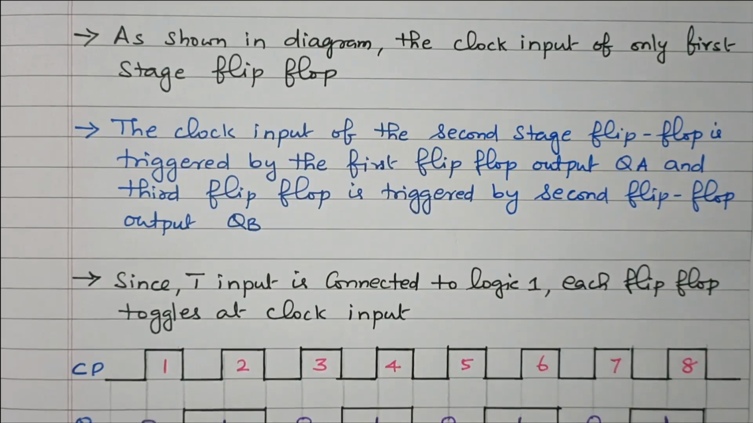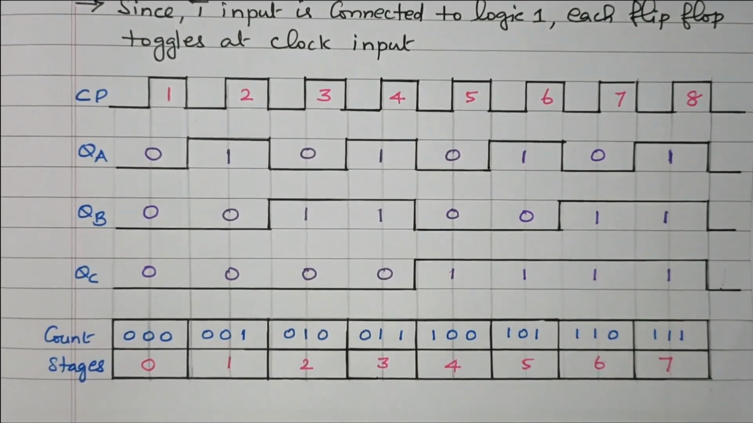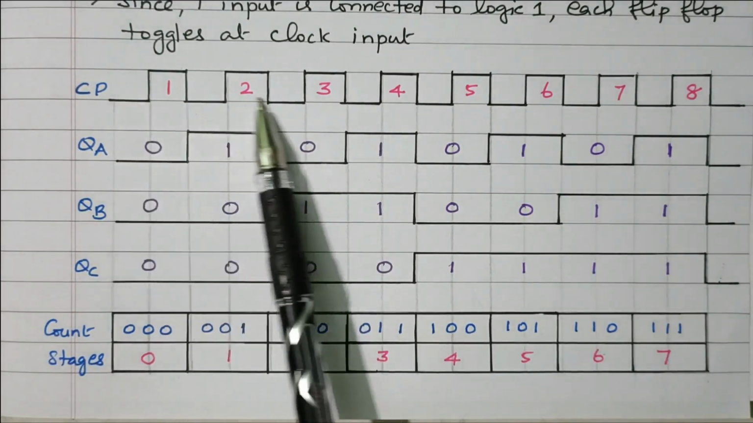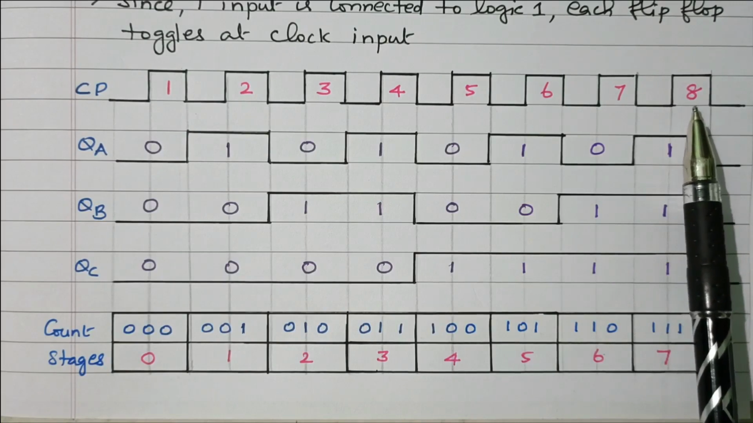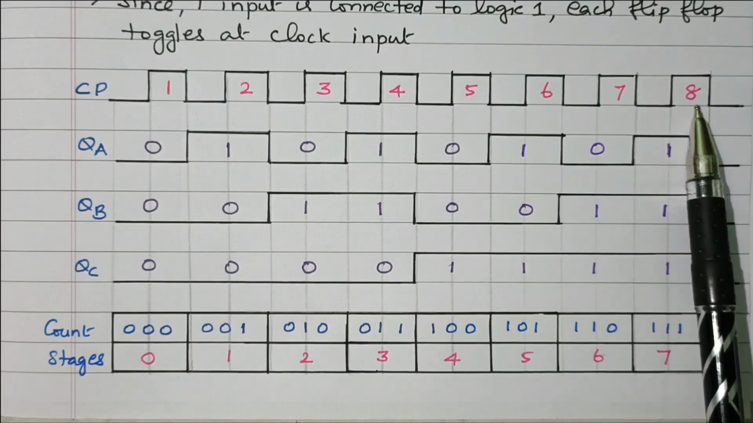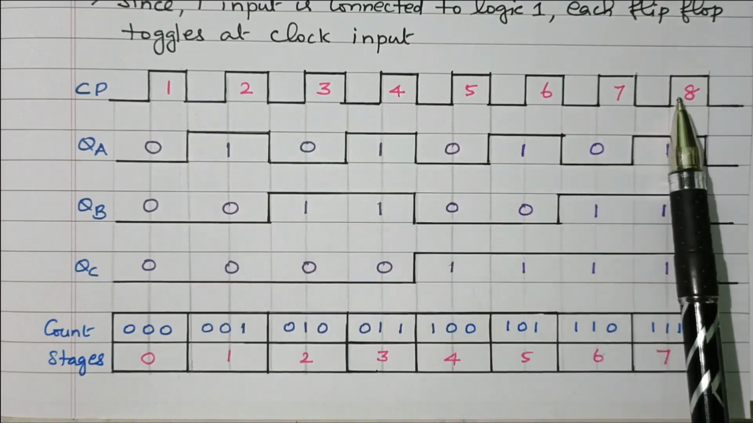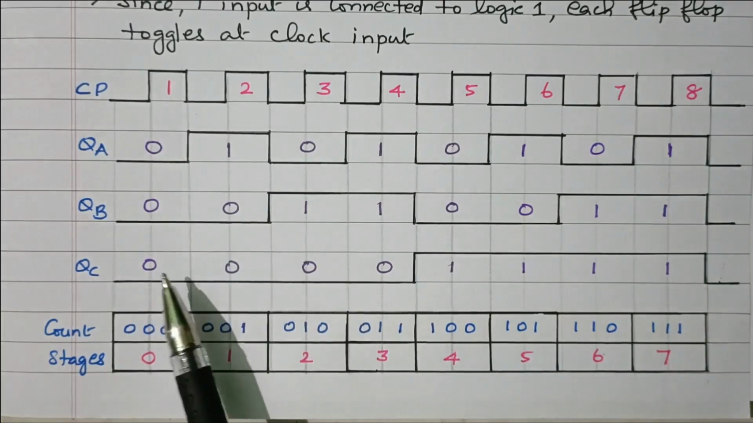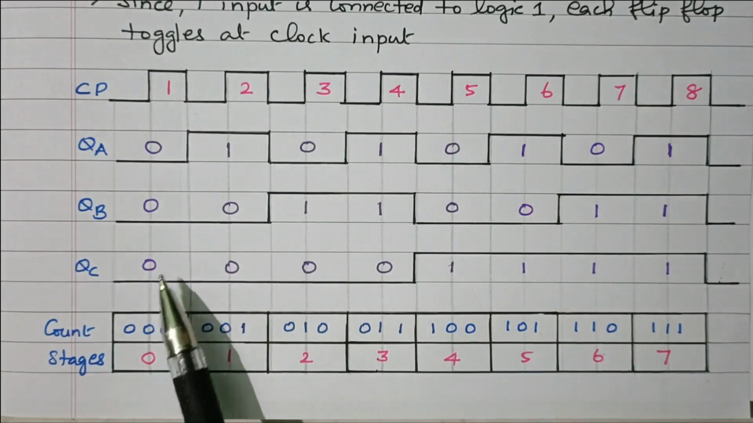Now we'll see the clock diagram and the 3-bit output. 3 means 2 to the power 3. There will be 8 outputs, 0 to 7. So this is the clock pulse. So this is a 3-bit asynchronous counter, 2 to the power 3, 8 states are available. So 8 clock pulses we are referring. And this is the QA. Initially all are 0. QA, QB, QC all are 0. It is reset to 0.